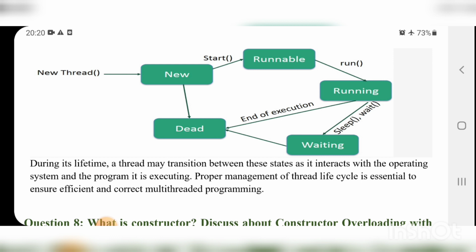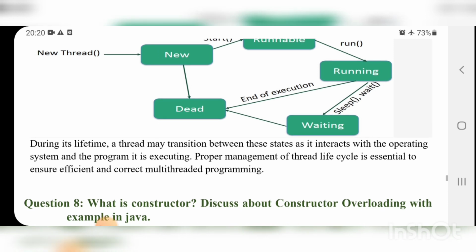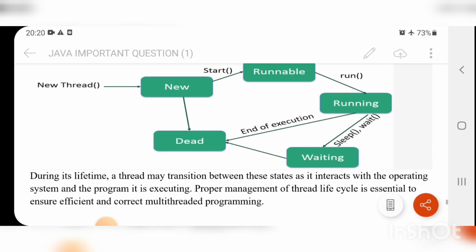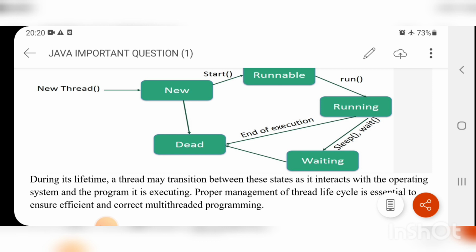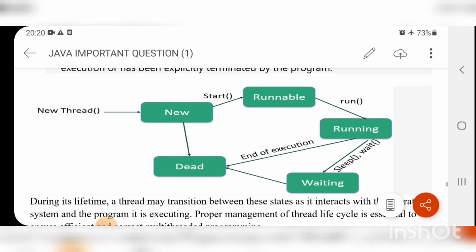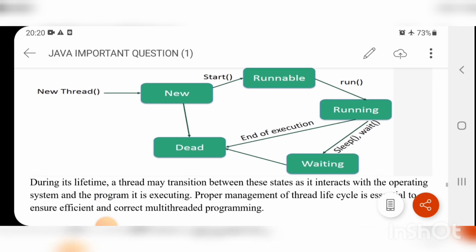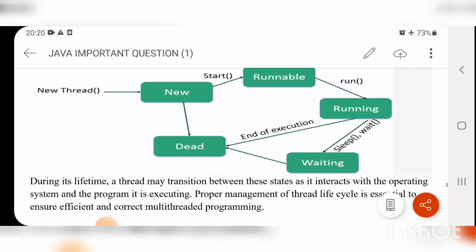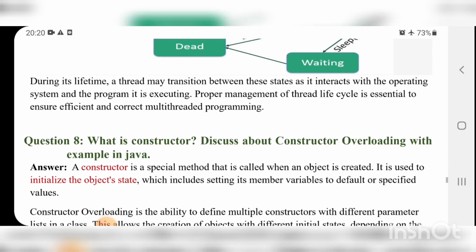Coming to the fifth state, it is the dead state, or we call it the terminate state. When the thread execution is completed, then the program gets terminated. So there are 5 states in the thread life cycle: new, runnable, running, waiting, and the dead state. The dead state we also call the terminate state.